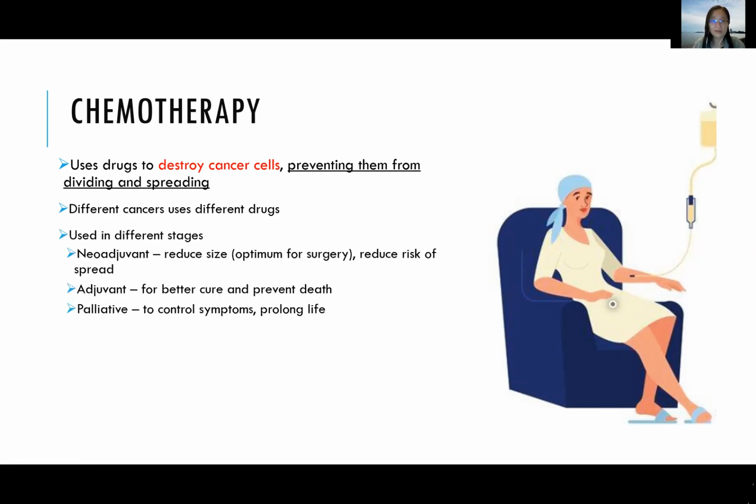We use it in multiple types of settings. Neoadjuvant means to downsize the tumor before surgery to make surgery easier, margins clear, and reduce the risk of spreading. Adjuvant means after surgery, we try to prevent the disease from coming back, reducing the risk and controlling the disease, especially for higher risk patients. Palliative setting means it's stage 4, we're trying to control the disease, control the symptoms, and prolong life. It can be used in combination with radiotherapy and immunotherapy, for example.